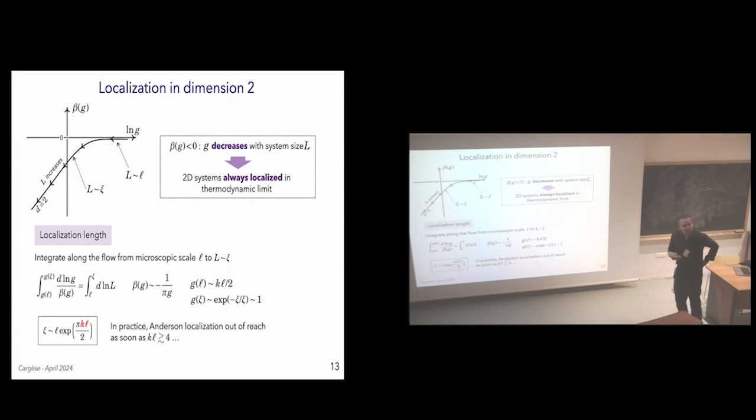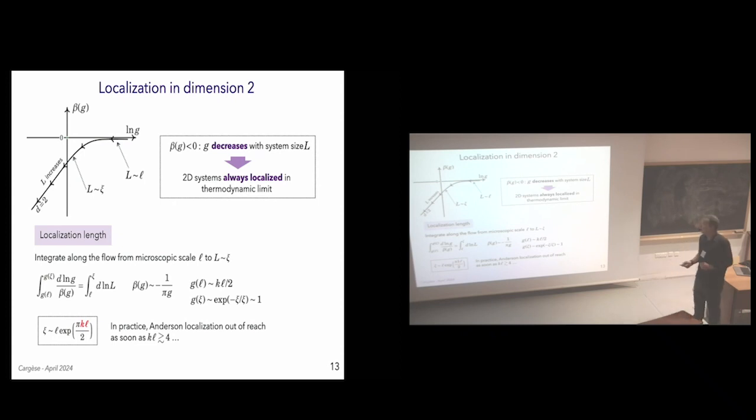So here you see a bit the nuance as compared to this statement. 2D systems inevitably localize in the thermodynamic limit, but the problem is that the condition for this thermodynamic limit is very stringent, because the sample size should be larger than xi, and xi is typically exponentially large in many samples. And this explains why, in practice, Anderson localization in 2 dimensions has been very elusive for a long time.